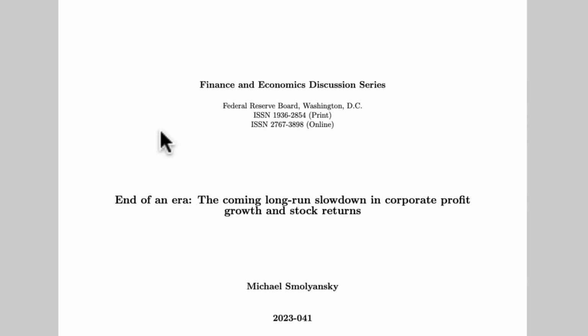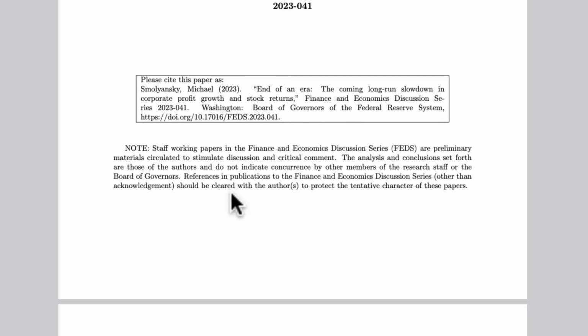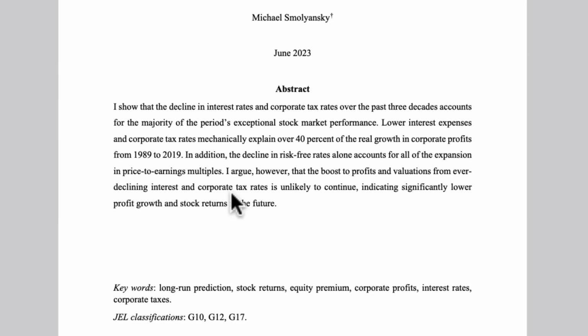All right, this is a paper that was put out by an individual from the Federal Reserve Board in June. End of an era, the coming long-run slowdown in corporate profit growth and stock returns. Let's read the abstract. For those that have the applied series, I am going to do today an analysis of this paper to explain the methodology used, the results that were found, and then, as with any paper, we critique it based on what's missing. Where do we poke holes in it?